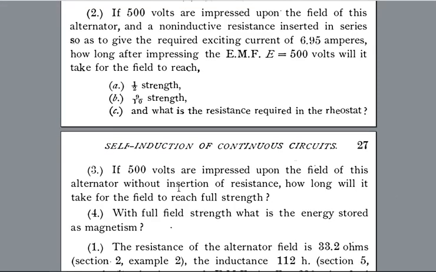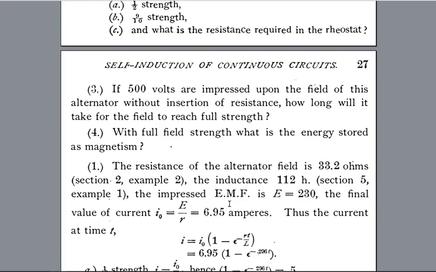3. If 500 volts are impressed upon the field of this alternator without insertion of resistance, how long will it take for the field to reach full strength? 4. With full field strength, what is the energy stored as magnetism?